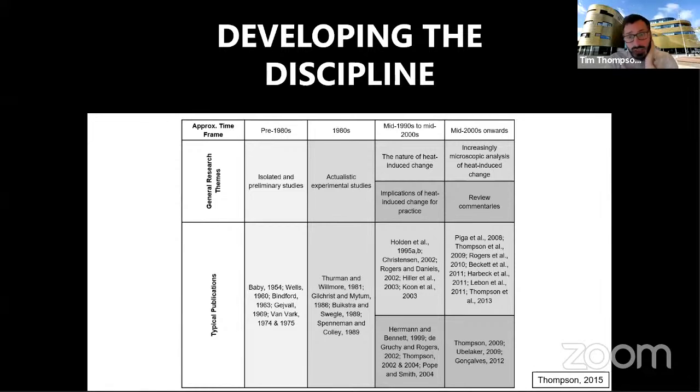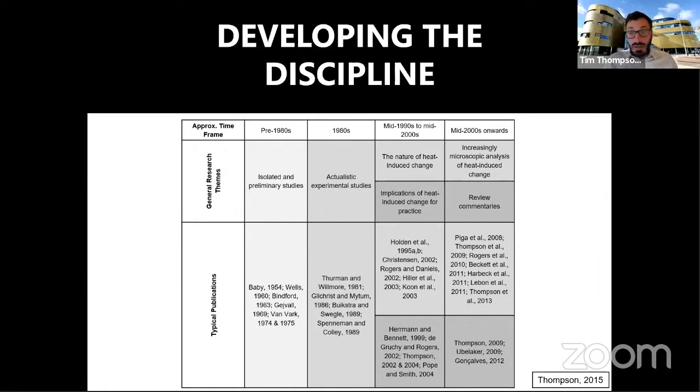And here, what I've done is I've just clustered together some key themes in terms of how the subject has developed over the years. And we can see that pre-1980s, the study of burnt bone was really just about looking at interesting archaeological contexts that archaeologists had excavated and were working through, and were noting interesting features that they'd seen. So they were noticing the colour change, they were noticing fracture patterns and those sorts of things.